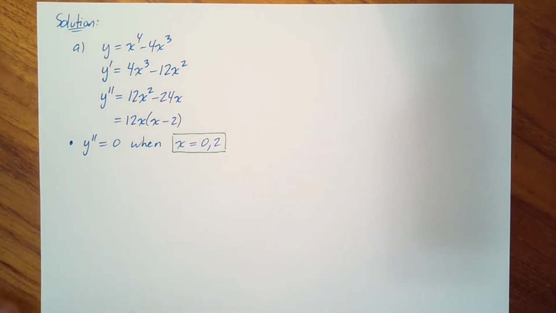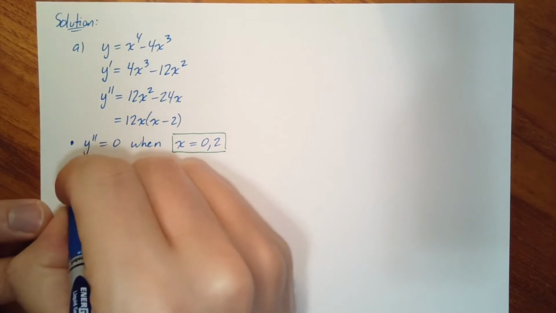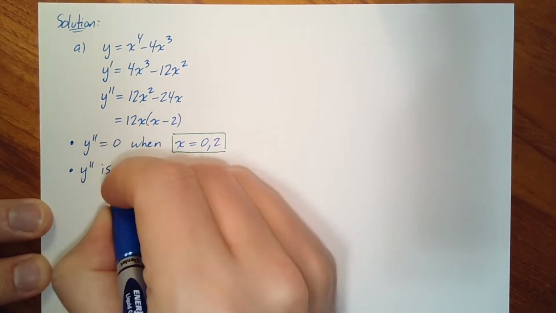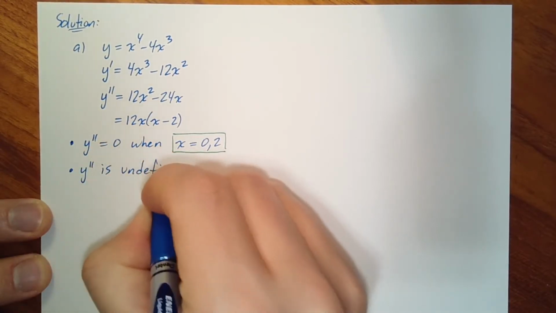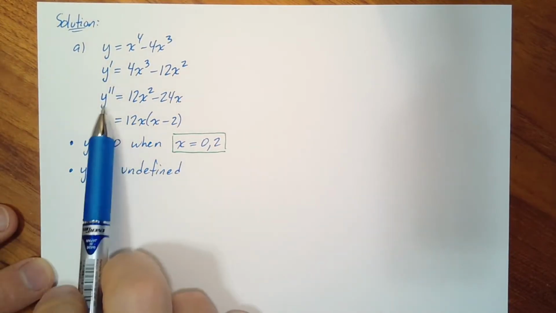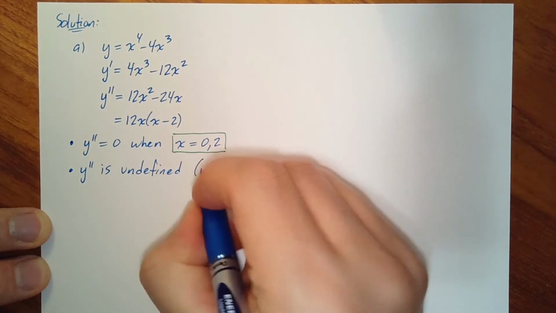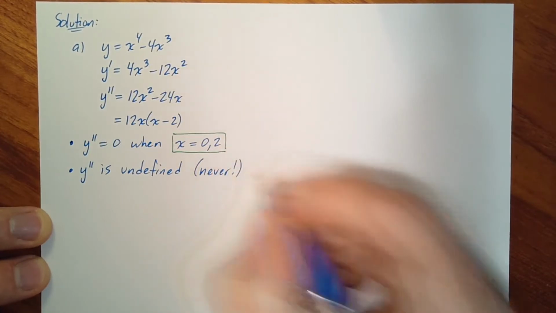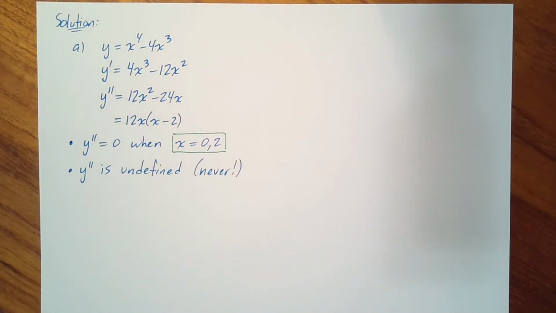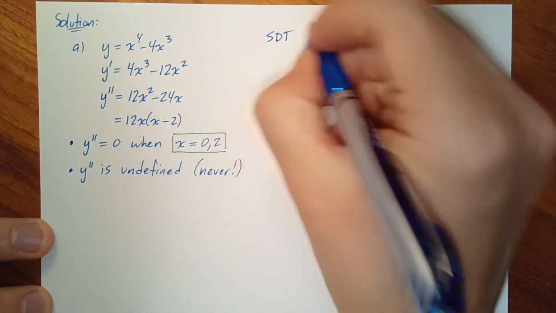And then what else do we have to check? We want to check when y double prime is undefined. Well, y double prime is a polynomial. It's defined everywhere, right? So that's never going to be an issue, so we can say that this never happens. Okay, so those are the values that we're going to use to set up our second derivative table.